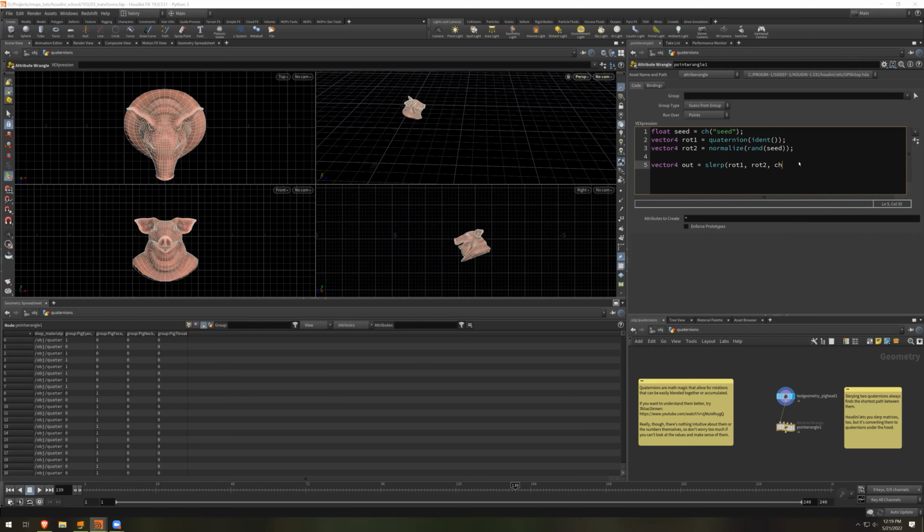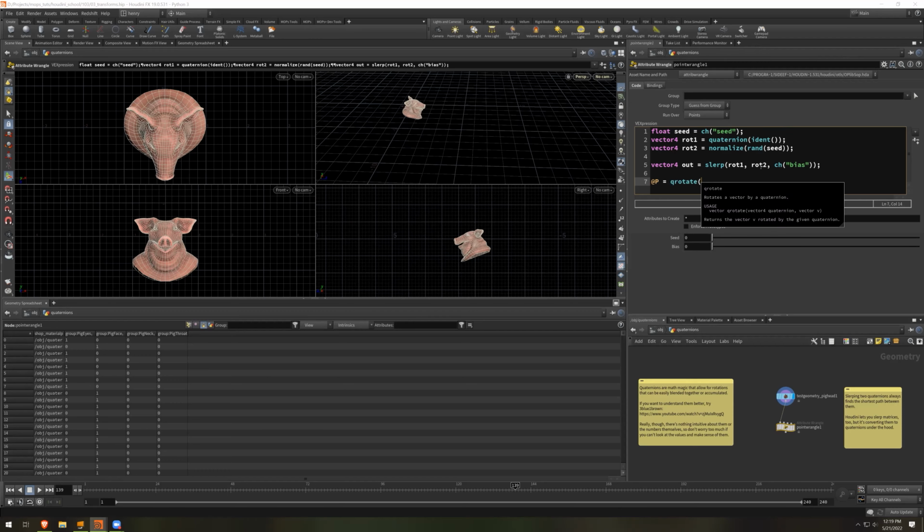You're going to do so based on a bias channel, which is just going to be a 0 to 1 channel. So let me just hit the button here. And now I've got a random seed, which currently does nothing, and a bias, which currently does nothing. So what I need to do now is actually, rather than multiply P by a matrix, if you want this quaternion to affect the orientation of a vector, and P is a vector, what I can do is say P equals qrotate. Qrotate rotates a vector by a quaternion, and P is a vector. So this is functionally similar to multiplying by a matrix. I'm going to say rotate using out. That's our quaternion, and apply this to P.